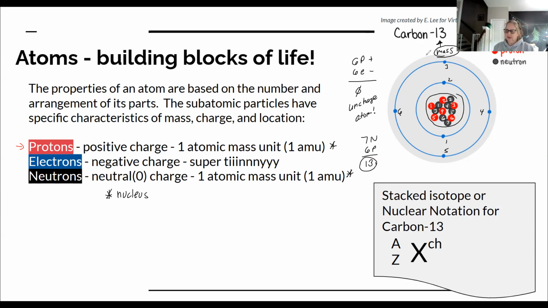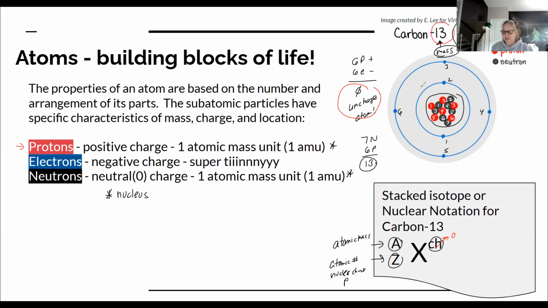So that's carbon-13. You could actually have it a little bit more detailed. While this is stacked isotope notation with the symbol and the mass, we could have more information written there. Traditionally, you're going to see carbon-13 with this nuclear notation. In the A spot, that is where you put the atomic mass. The Z spot is where you put the atomic number, which is also called the nuclear charge, which is also the number of protons. And the CH over here is the charge. Notice we have an uncharged atom, so we are going to have 0 for the charge.